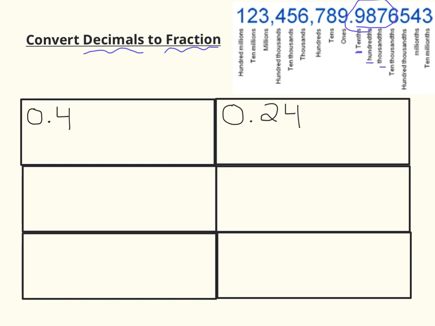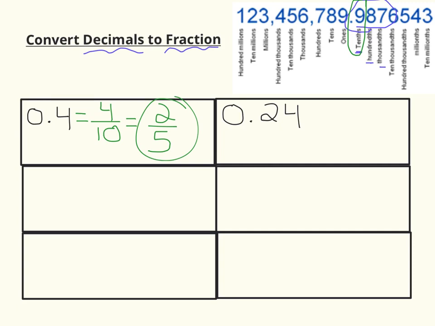Alright, so for the first example, we are going to convert the decimal 0.4 to a fraction. Now if you look up here, it's one decimal place, which is the tenths. So this decimal is 4 tenths. Well, you can write that as 4 over 10. All fractions always have to be simplified, so because they're both even numbers, if we cut them in half, it simplifies to 2/5. Woohoo!